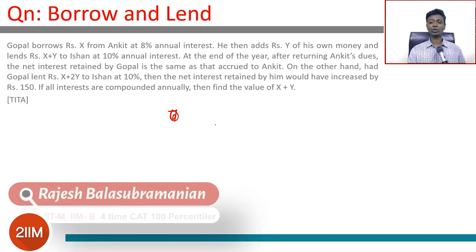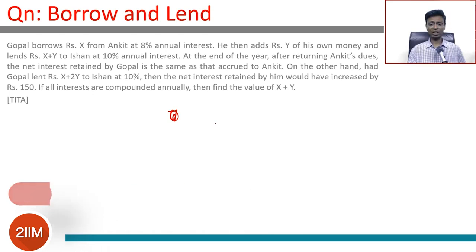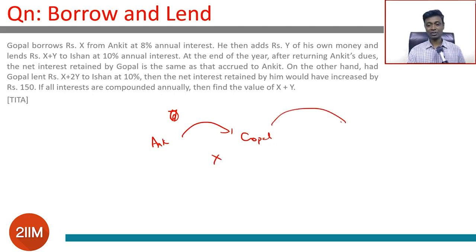Gopal borrows rupees X from Ankit at 8% annual interest. He then adds rupees Y of his own money and lends X plus Y to Ishan at 10% annual interest. At the end of the year, after returning Ankit's dues, so from Ankit, Gopal borrows X, then he adds Y and then gives X plus Y to Ishan. On this, the rate is 8%. On this, the rate is 10%.